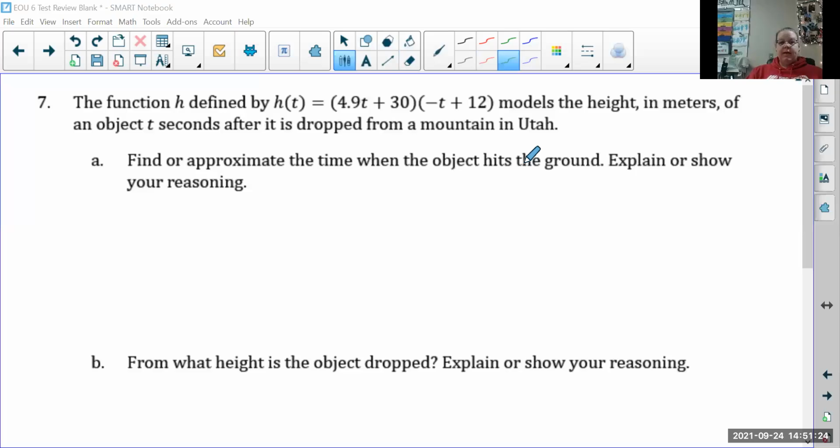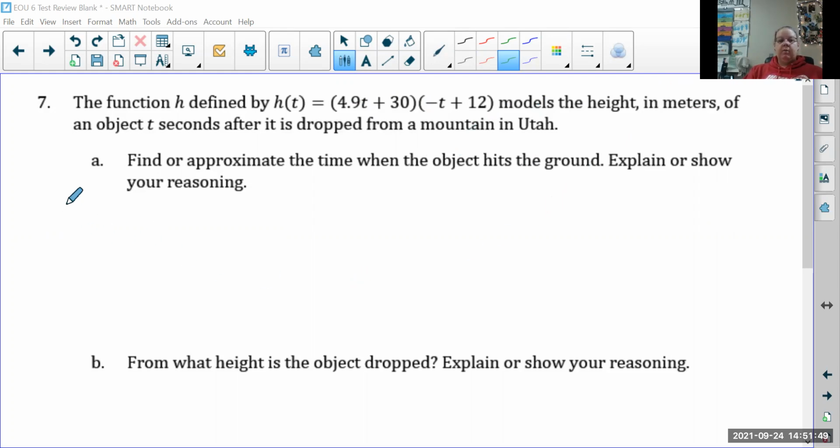All right, question 7, last question for the test review. The function h defined by h of t equals the quantity 4.9t plus 30 times the quantity negative t plus 12 models the height in meters of an object t seconds after it's dropped from a mountain in Utah. Find or approximate the time when the object hits the ground. Explain or show your reasoning.